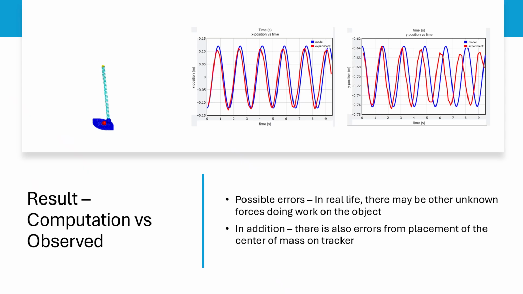And here's the final result. The two graphs compare the x and y position of the computational model versus the observed data. And as you can see, although the observed data and the computational model are quite similar at the beginning, the observed data deviates farther and farther away over time. This is due to the fact that in real life, the system is not isolated, and there may be other unknown forces doing work on the object. In addition, there is also error from me placing where the center of mass is on the Tracker video.